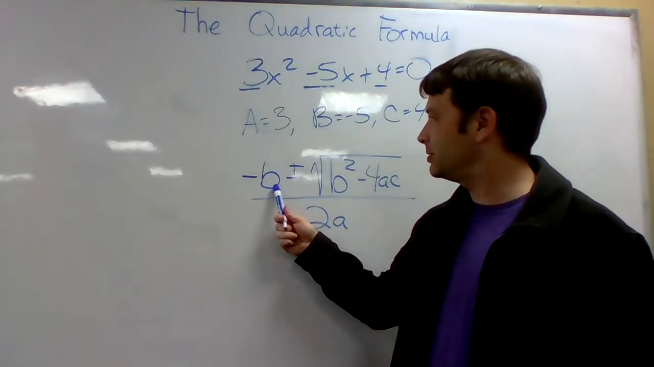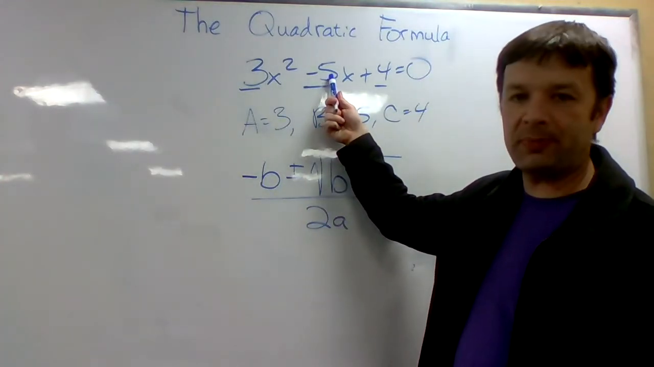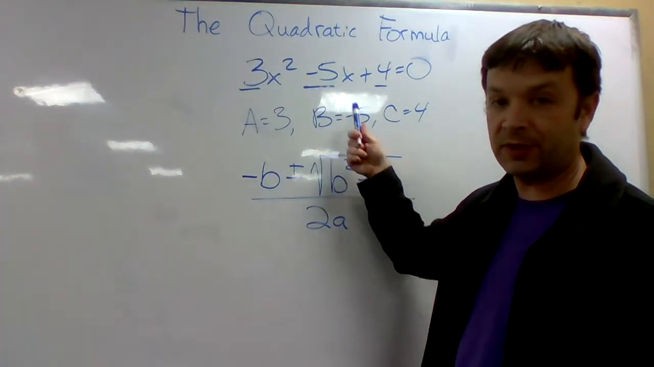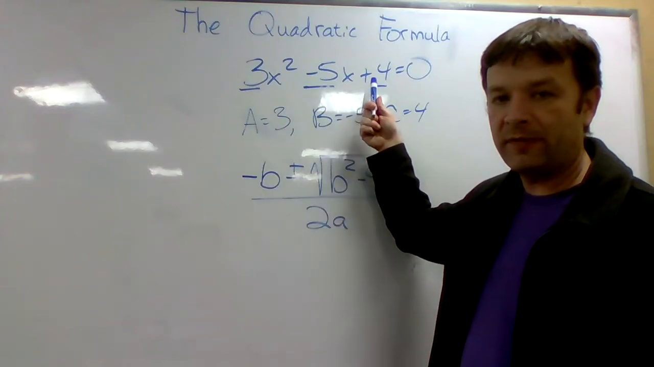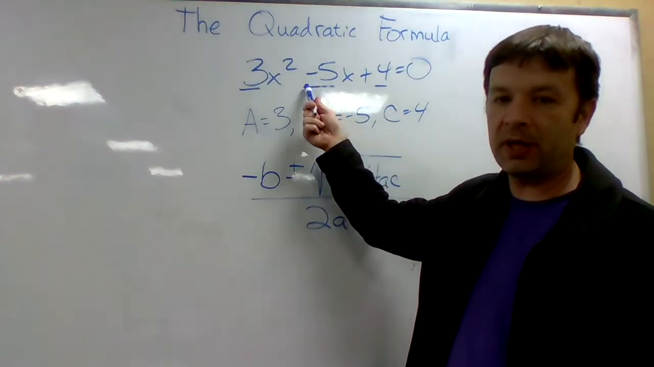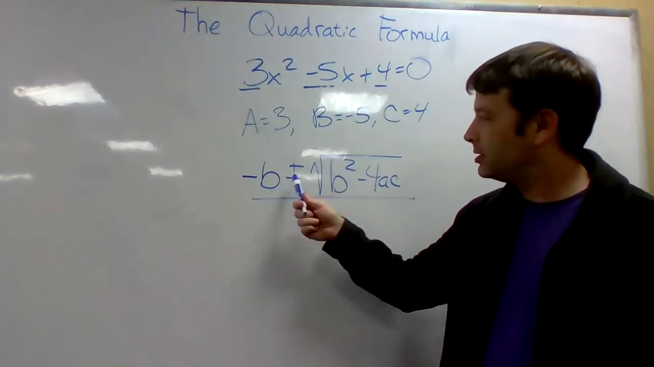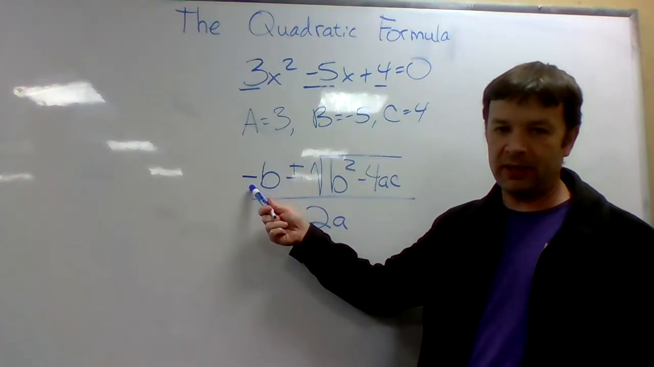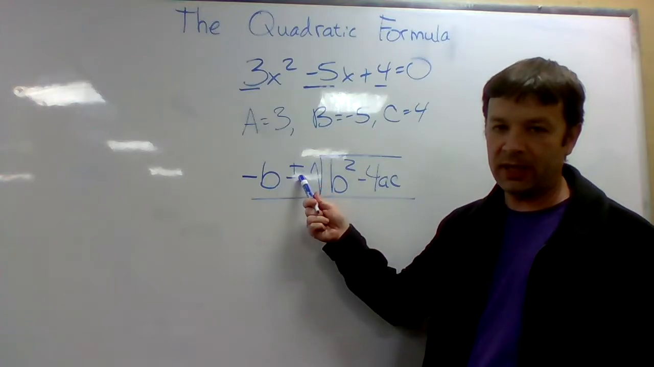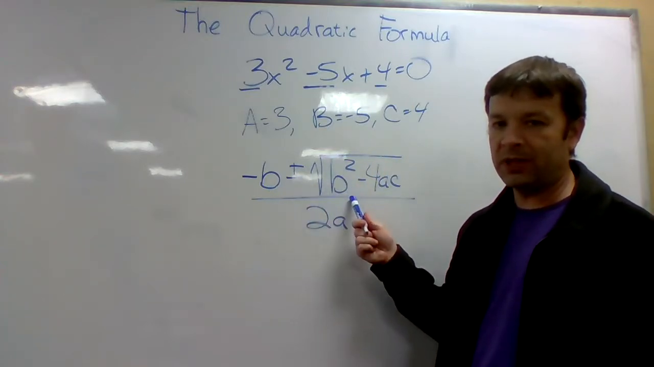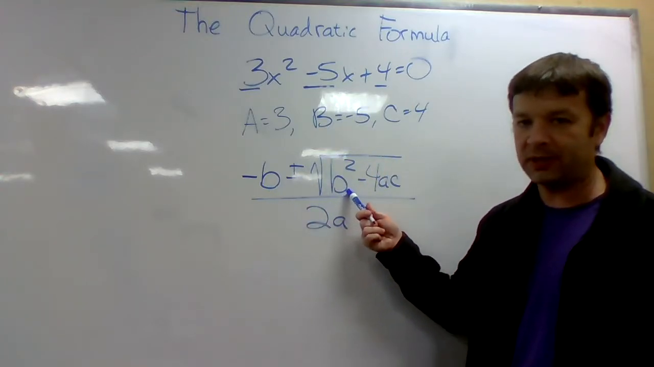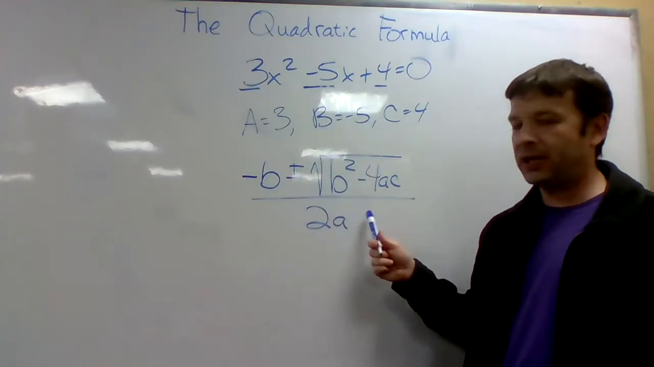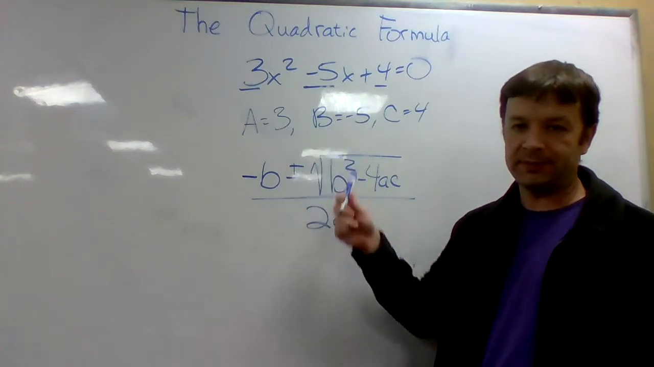So negative b. Notice, by the way, in my example up here I put a minus 5x and I called b negative 5. So you do need to look at the sign in front. If it's a plus, it's positive. If it's a minus, it's negative. So negative b, we would plug in negative 5, plus or minus the square root of b squared. Anything squared is going to come out positive. Minus 4 times a times c, and all that is divided by 2 times a.